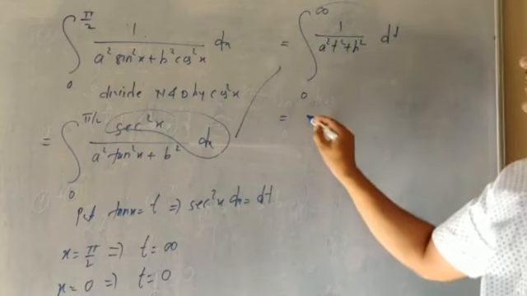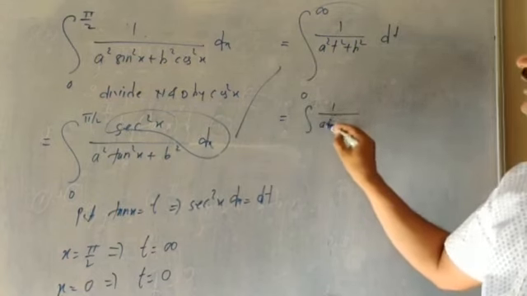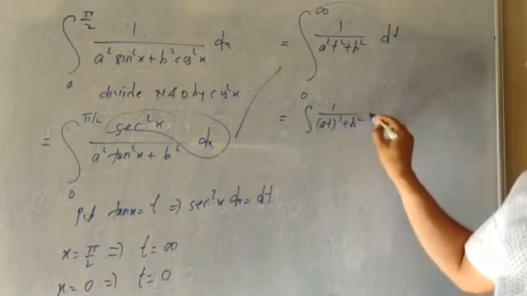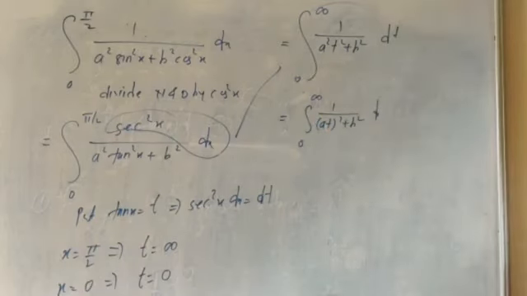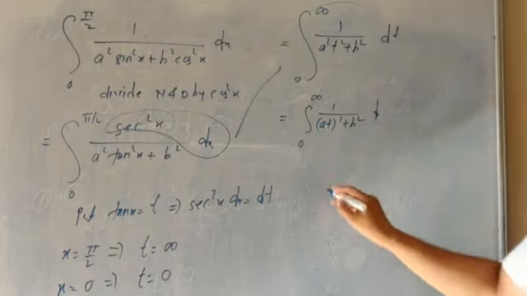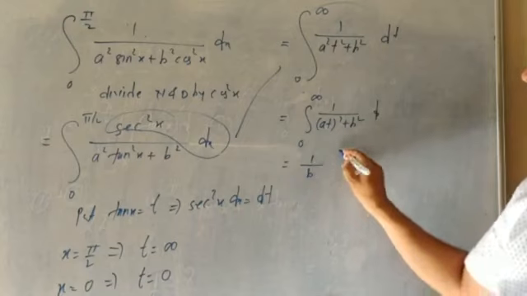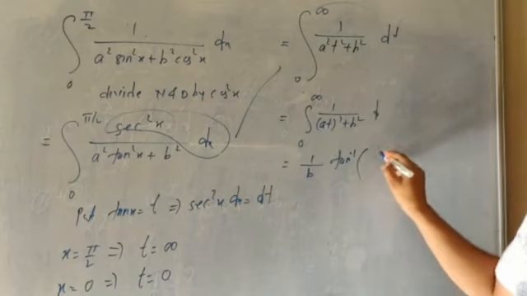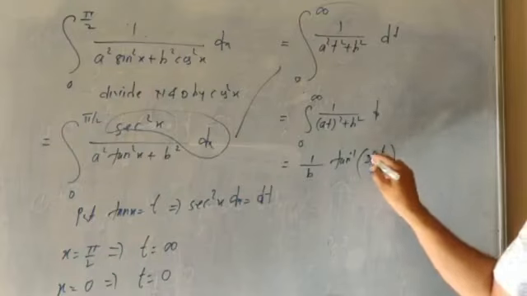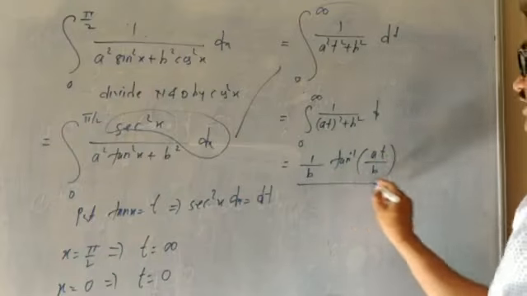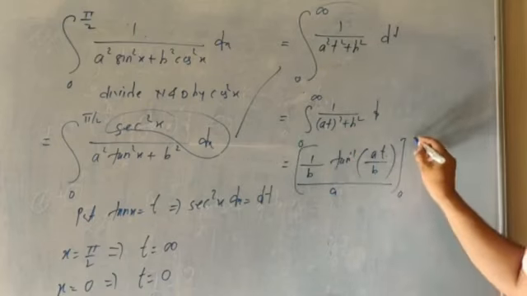So this can be written as the integral of 1 upon (a t) the whole square plus b square dt, from 0 to infinity, and we know the integral. It is of the form x square plus a square, so it is 1 upon b, where b is playing the role of a. It is tan inverse of a t upon b, but the multiple of t is a, so you have to divide by a. This is from 0 to infinity.